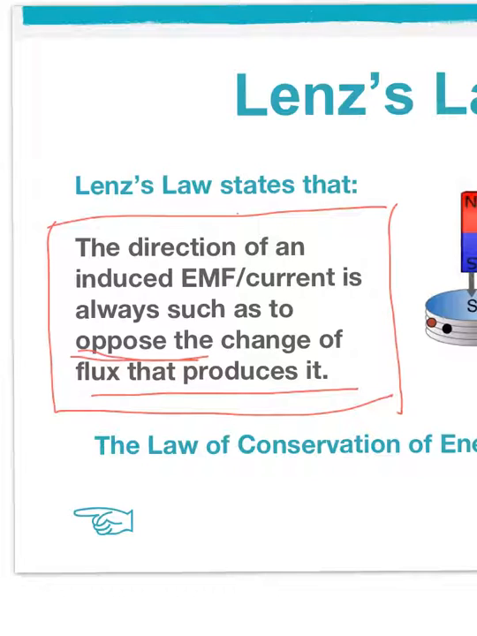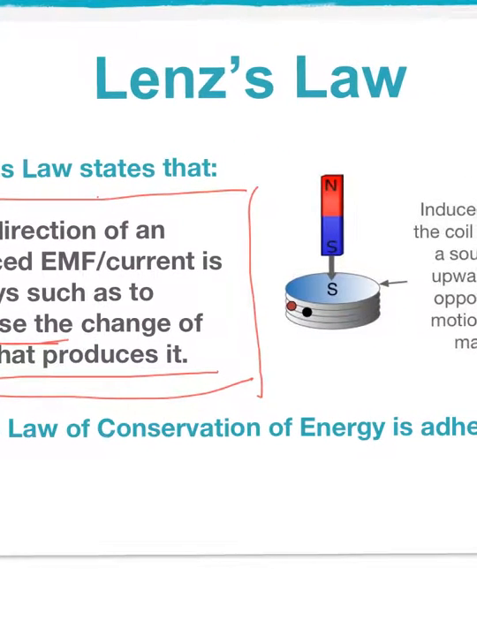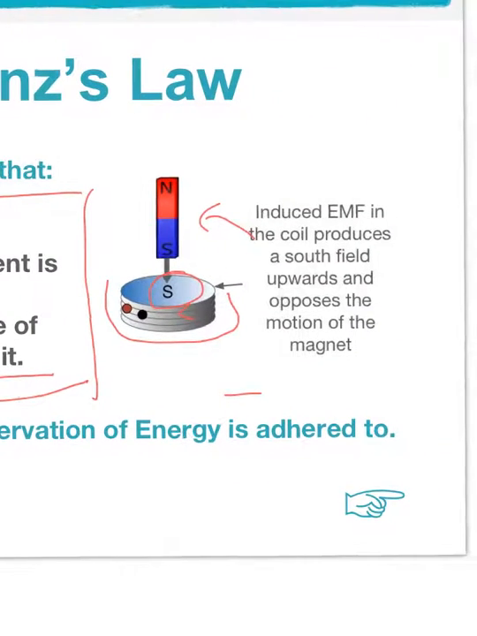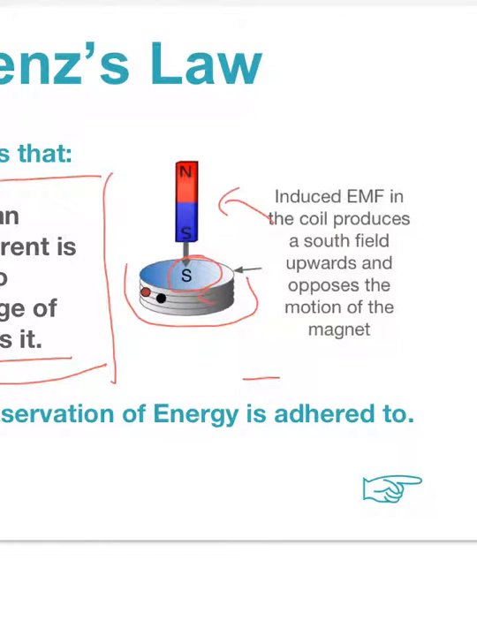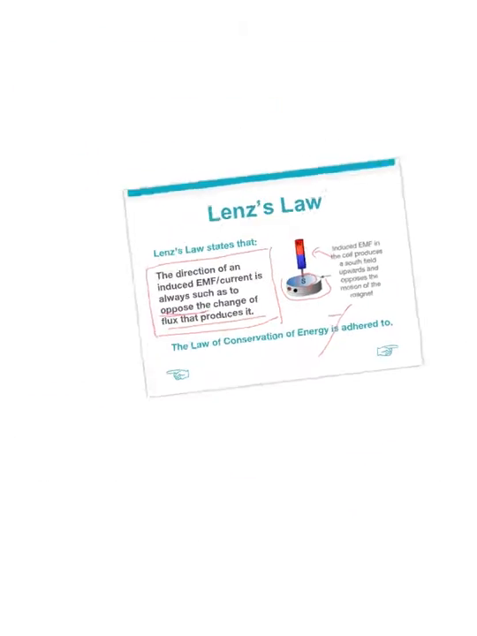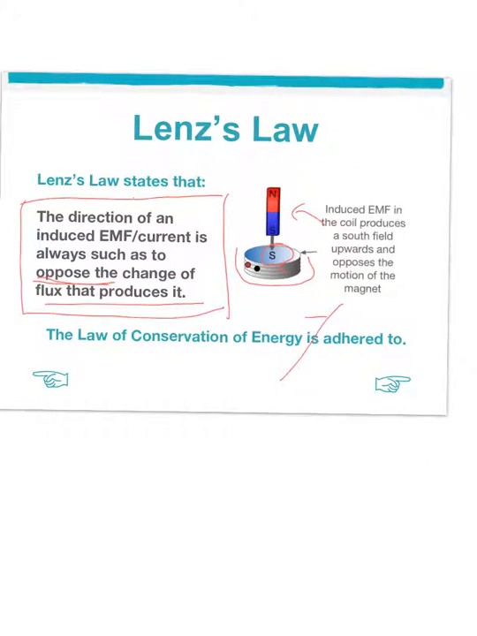So if we go back to this example, the current in the wire is such that it produces a pole in the magnet around the coil that will repel the falling magnet. So an induced EMF produces a south field upwards and opposes the motion of the magnet.